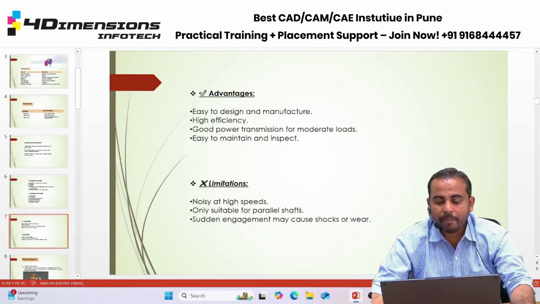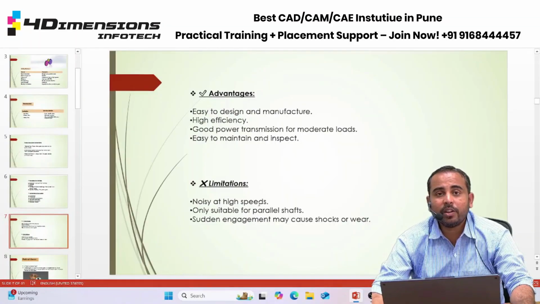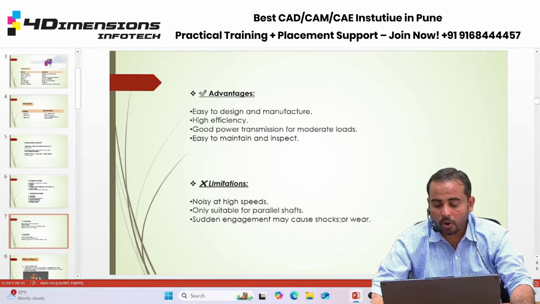They are only suitable for parallel shafts. If the shafts are arranged perpendicular, or at 90 degrees, we cannot use this kind of gear for the arrangement. So they are only usable for parallel shaft arrangements. Sudden engagement may cause shocks and wear. So if they are suddenly engaged, they may cause shocks and wear.